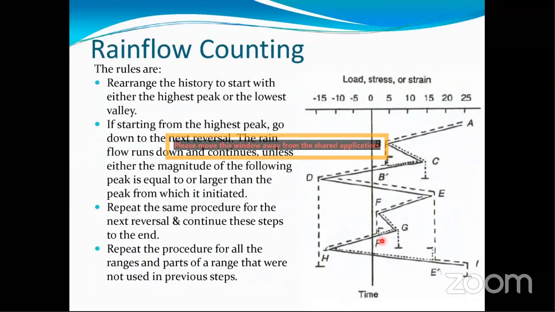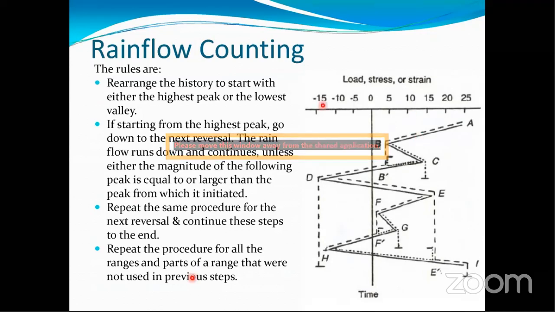So the rules of rainflow counting are like this: we have to rearrange the history to start with either the highest peak or the lowest valley. If starting from the highest peak, go down to the next reversal. The rainflow runs down and continues unless the magnitude of the flowing peak is equal to or larger than the peak from which it was initiated. We have to repeat the same procedure for all the cycles, and we can just tabulate it.